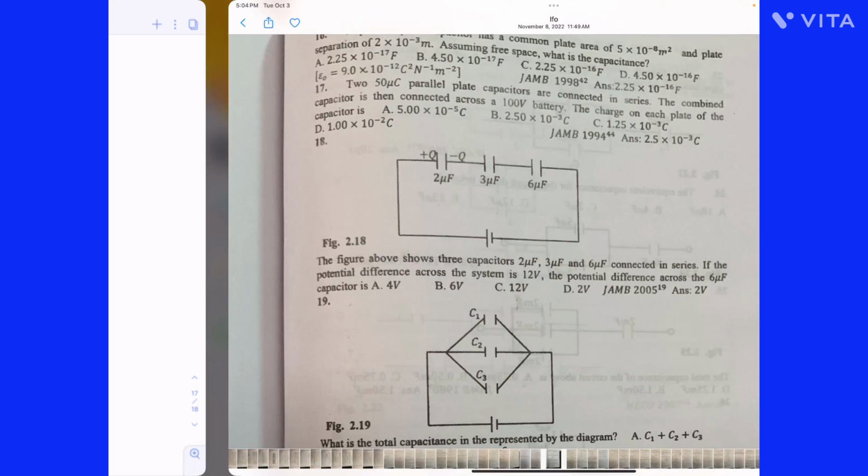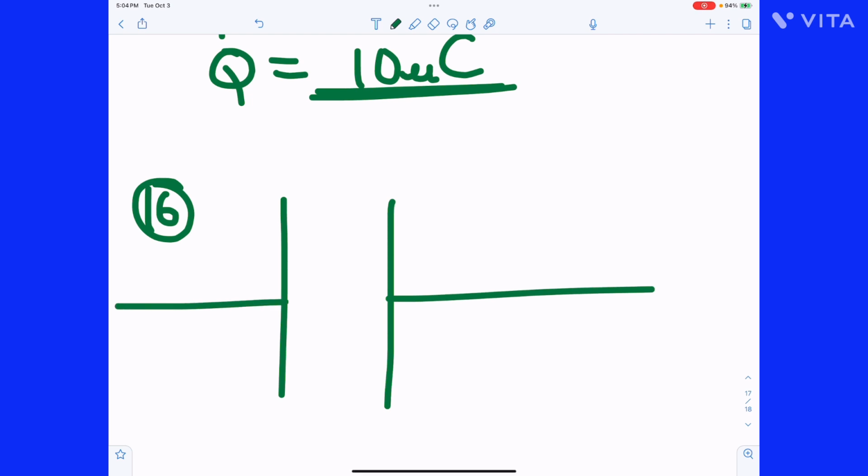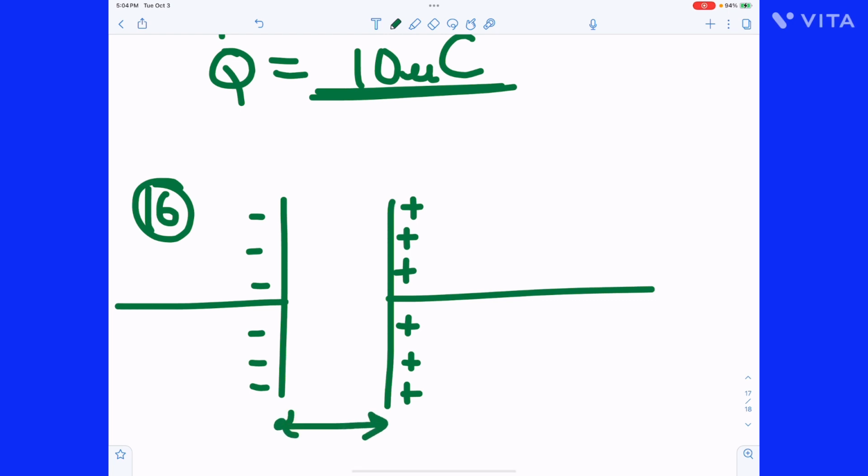Okay, we first need to draw our diagram. This is what a parallel plate capacitor looks like. You understand? Minus, plus. So this is a parallel plate capacitor. We need to get the separation D. What is separation? Let's go ahead and get the separation. We are told that D is what?